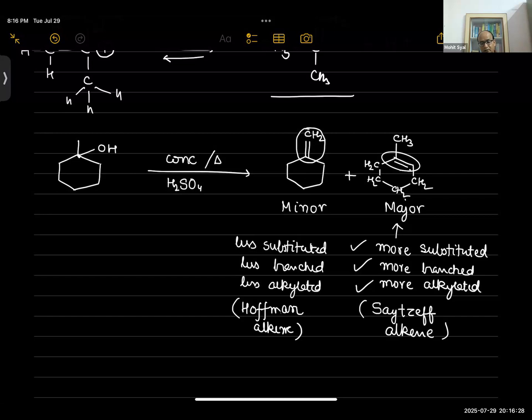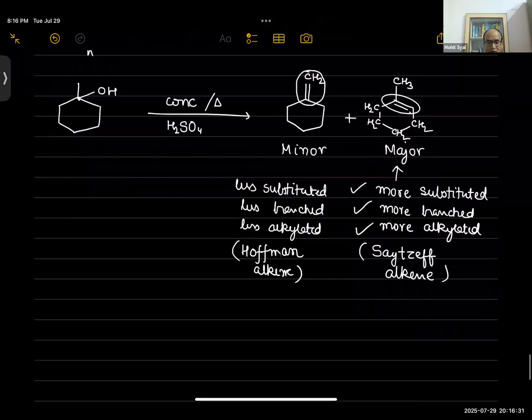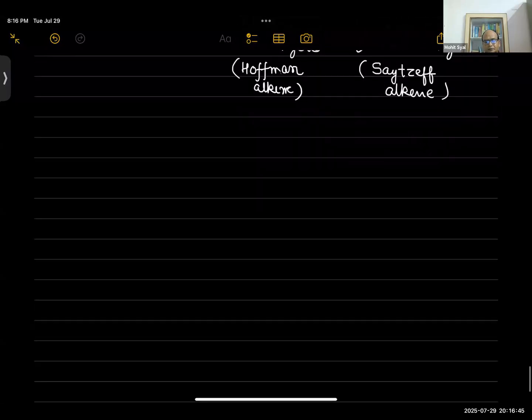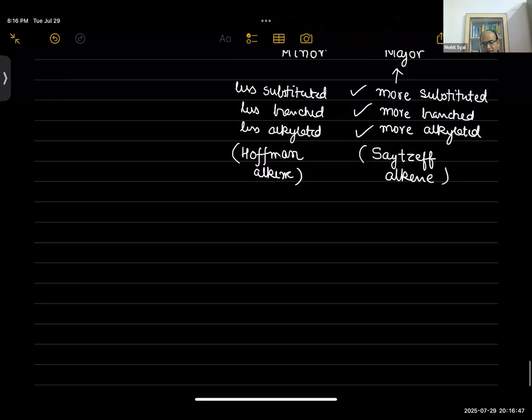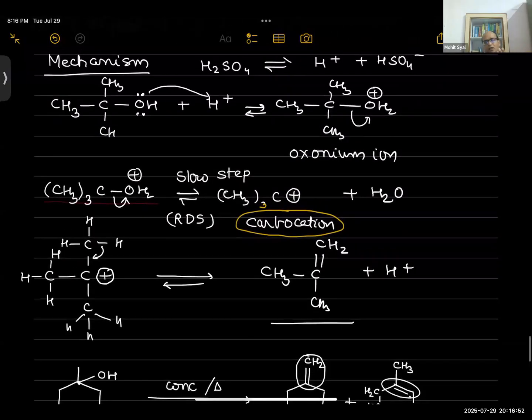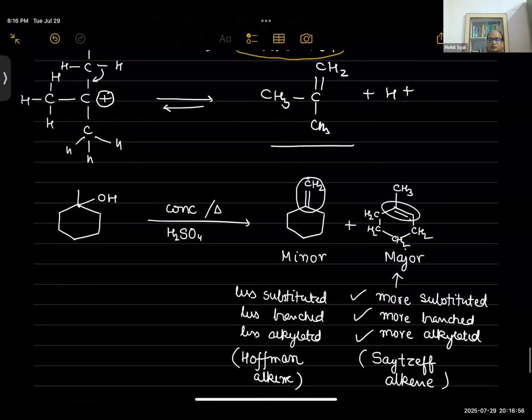So be careful about it. And always, if you are getting two different alkenes, check which is major and which is minor. Got it? Let me move to the next reaction. This is complete removal of OH and H, water. So it was basically dehydration of alcohol. Okay.